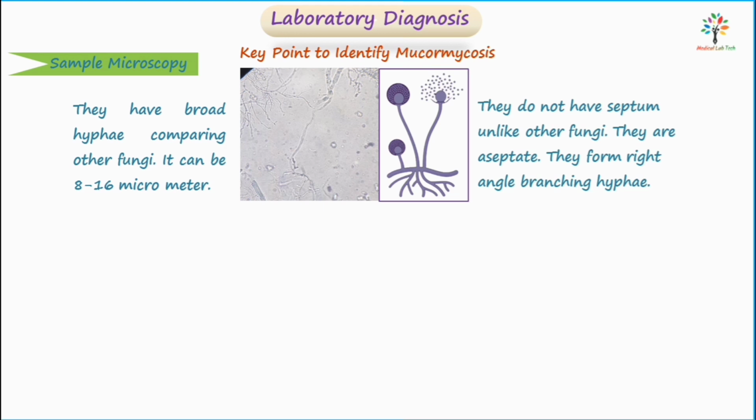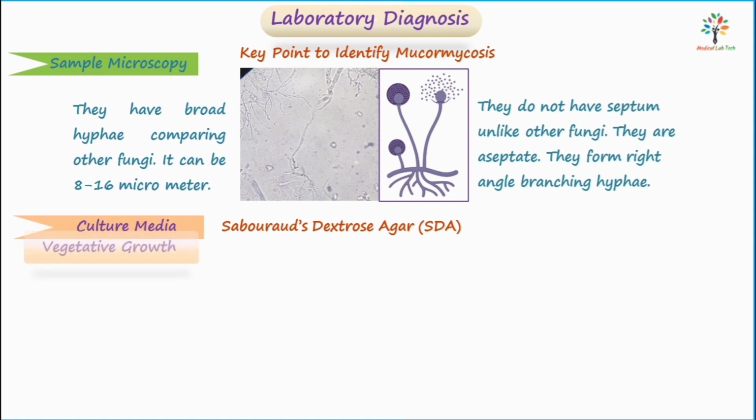After sample microscopy, we need to prepare culture media and inoculate the specimen into the culture media for isolation and growth. The commonest culture media is SDA, Sabouraud dextrose agar. Mucormycosis shows both vegetative growth and aerial growth.